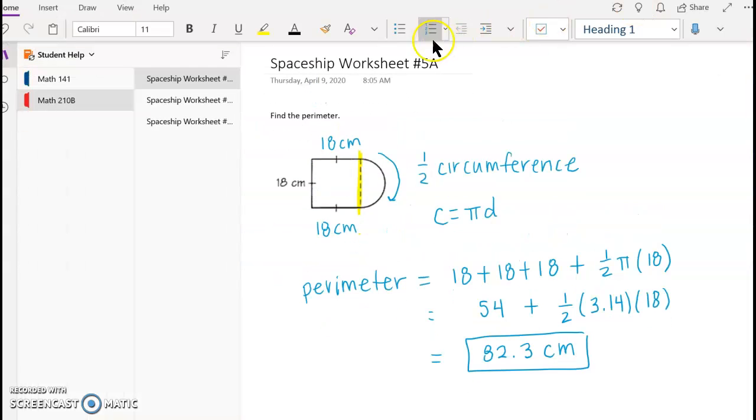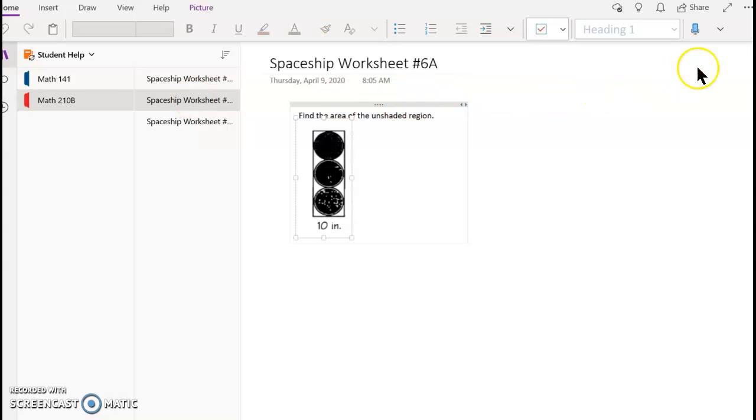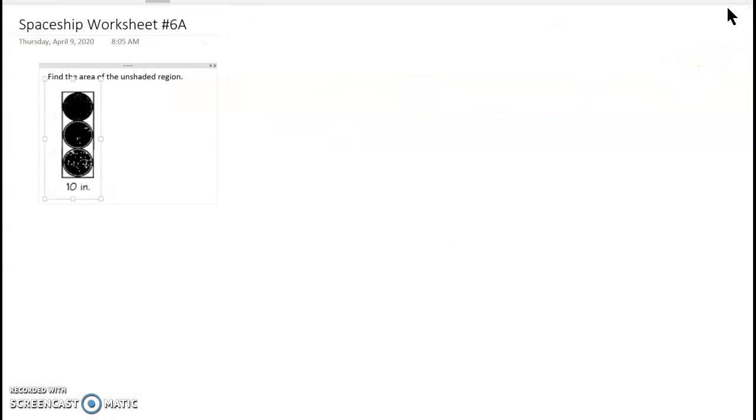All right, the next problem I'm going to do is number 6A, which has 3 circles inside of a rectangle, and we're supposed to find the area that's not shaded, so the area that's white. For this problem, I know that the diameter of each of those circles is 10 inches. So if I draw a line here, I know that that's going to be 10 inches. And because the circle has the same diameter no matter where I draw it, it's also going to be 10 inches going this way.